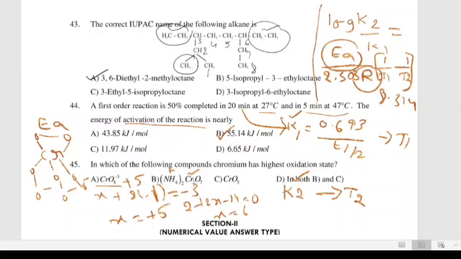CrO5, the structure is like this. This is the CrO5 structure where you are getting 4 oxygens in the peroxy bond. So X plus 4 into minus 1 plus 1 into minus 2 is equal to 0. X you will get as 6. So if we consider that the plus 6 configuration is in both B and C, hence the answer is D.